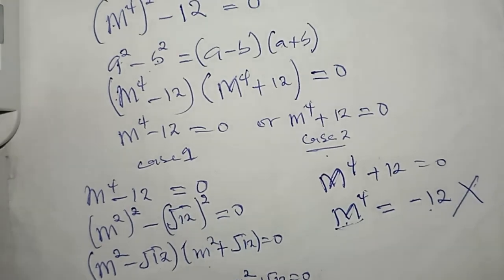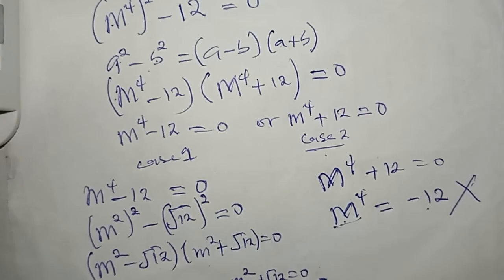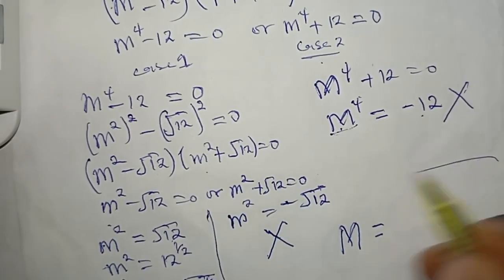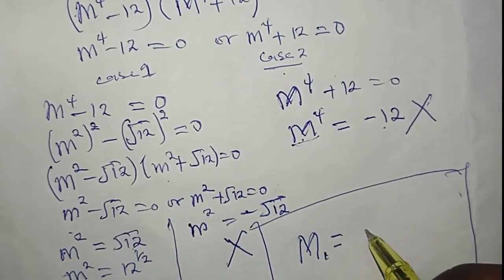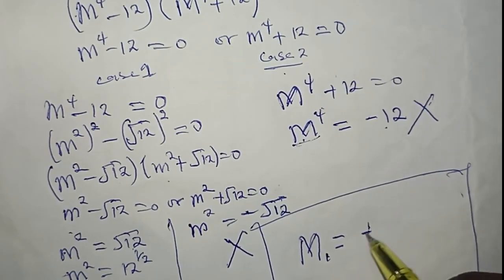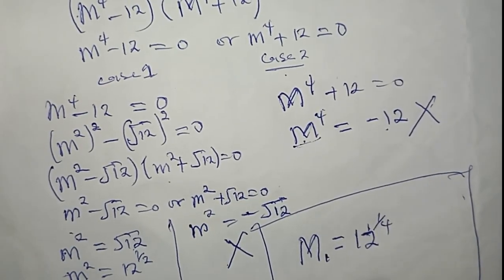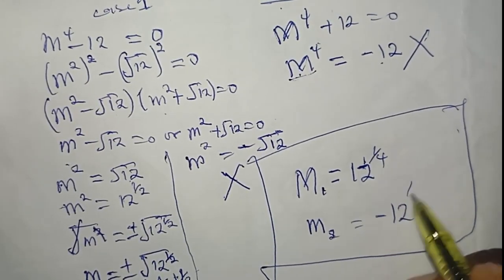And at the end of the day, you discover that the two real values which we've got are, let me just put it right here. Let me say m1 is equal to a positive 12 power 1 over 4. And then the second one, let's call it m2, is equal to negative 12 power 1 over 4.